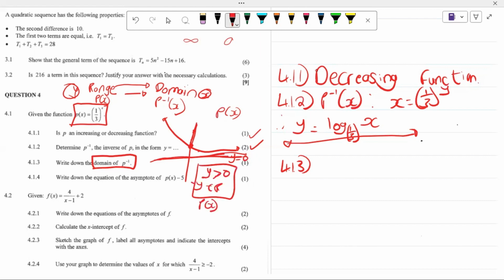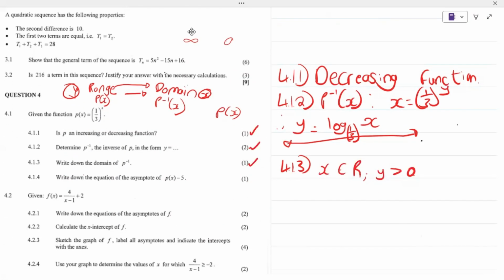Right? Then for my inverse, that's my range, right? That's the range of my p of x. Then for my inverse, this will now become my domain. It will be x must be greater than 0. X must be an element of a real number. Just that.